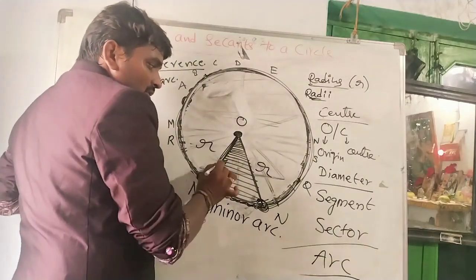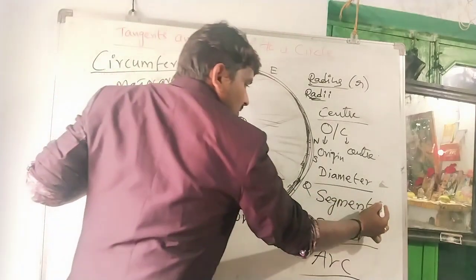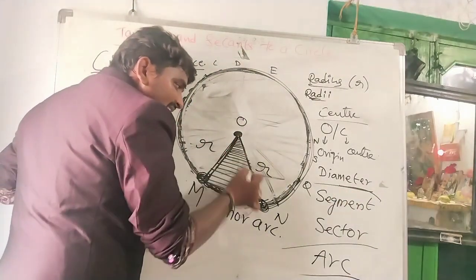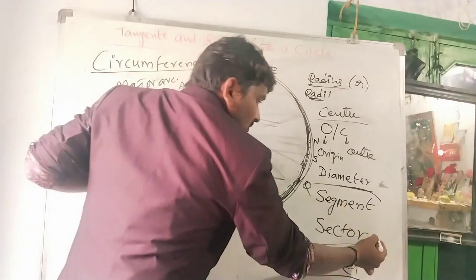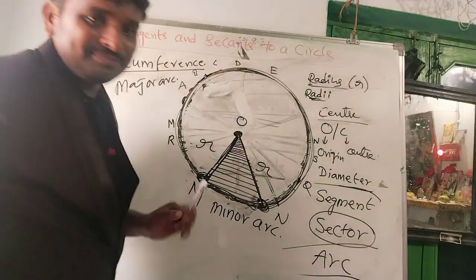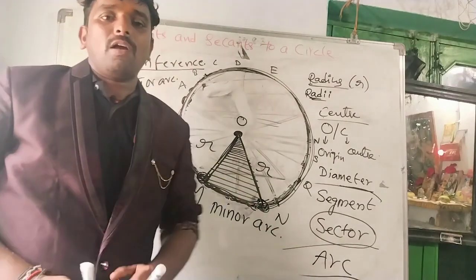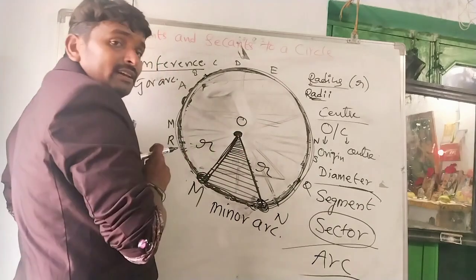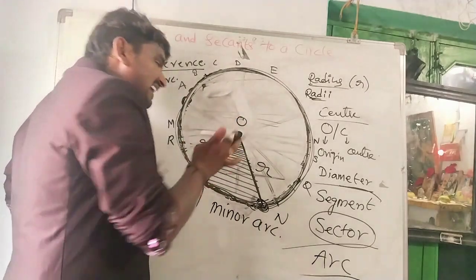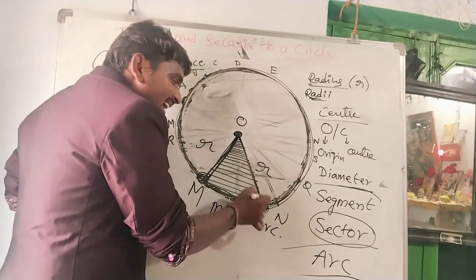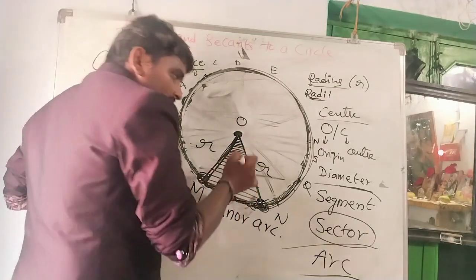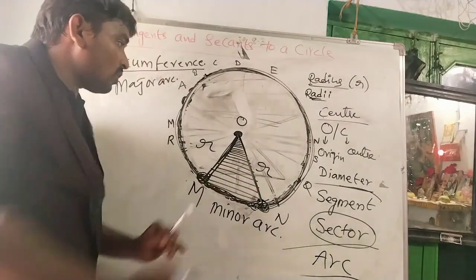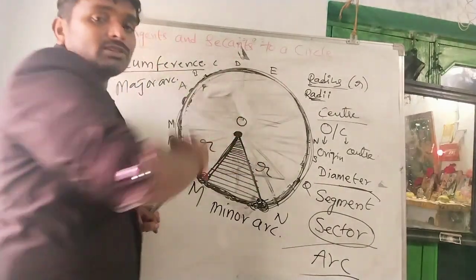The area between two radii and one arc is called actually sector, not segment. This is called what? Sector. What is the definition of sector? The area, or the portion, or the space, or the region between two radii and one arc is called sector. So this shaded portion represents a sector. Of course, the non-shaded portion also represents a sector.